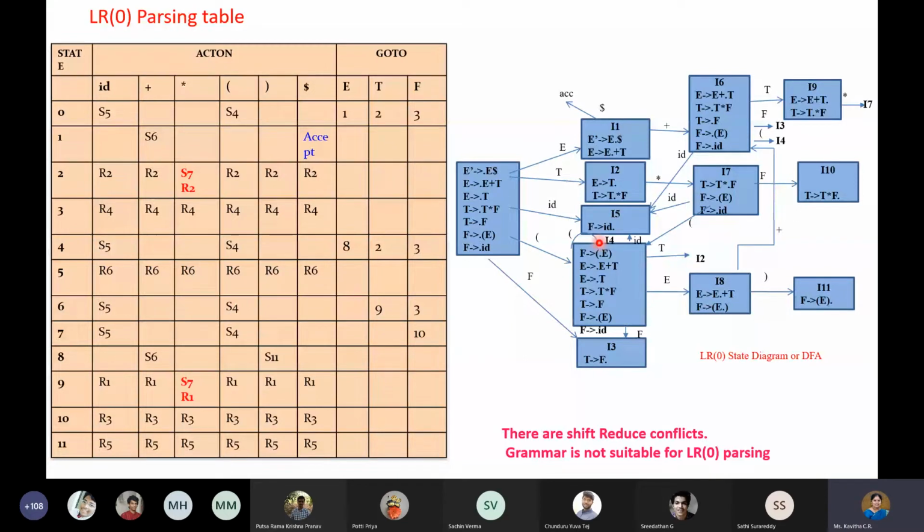And anyway, in this particular state, we don't have anything to reduce, so we don't have a reduce action. Coming to state number 5, again, state number 5 has only one rule that is eligible for the reduce action, and that is rule number 6. So R6 is applied for all the terminal symbols.